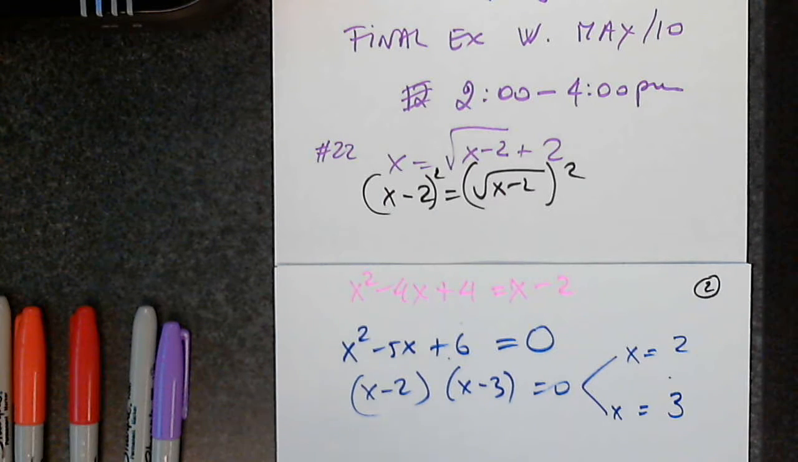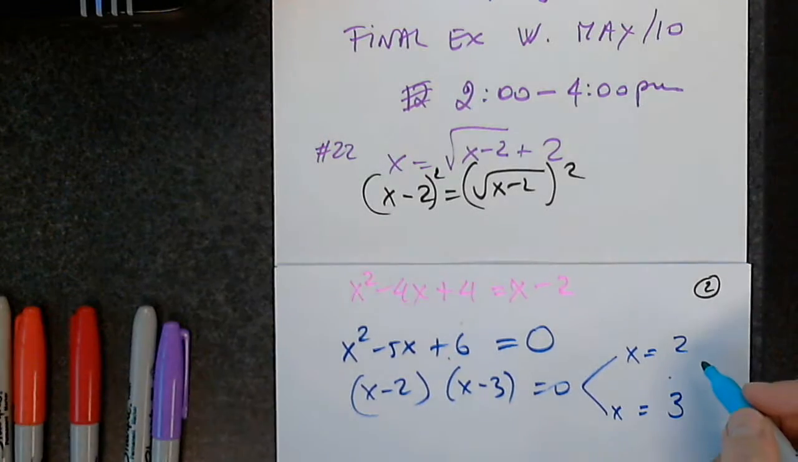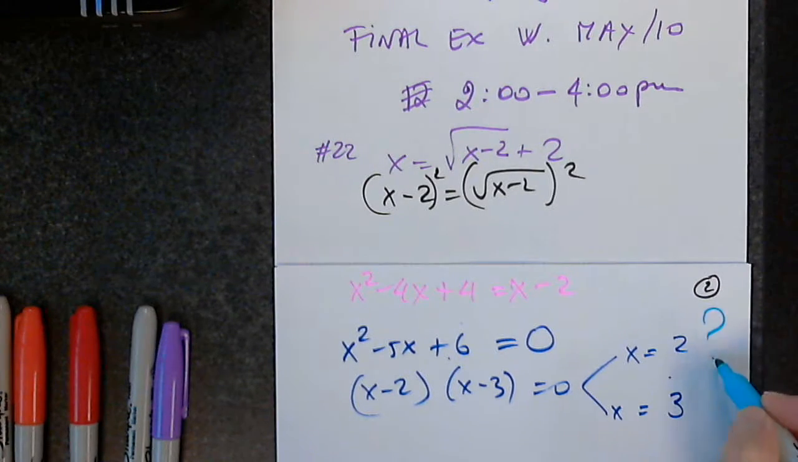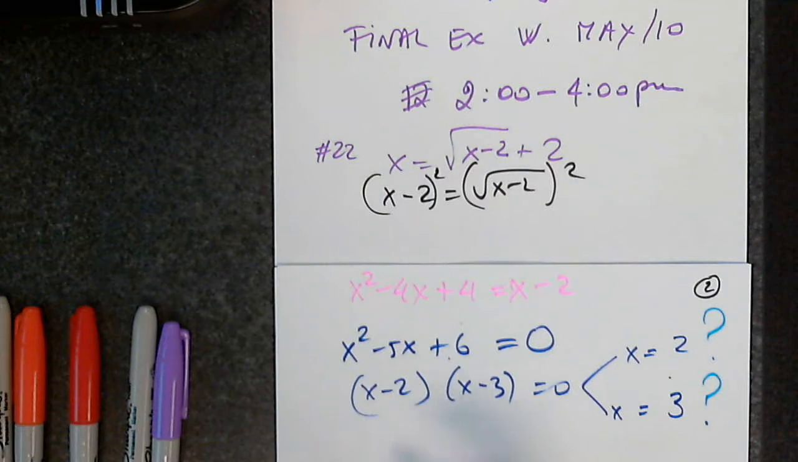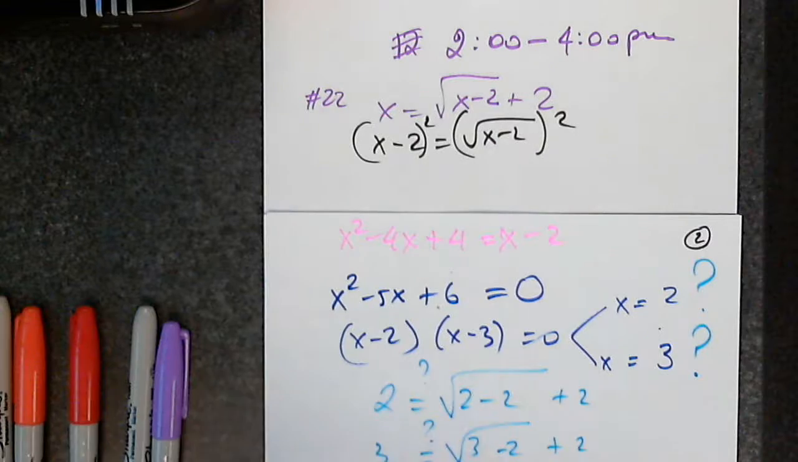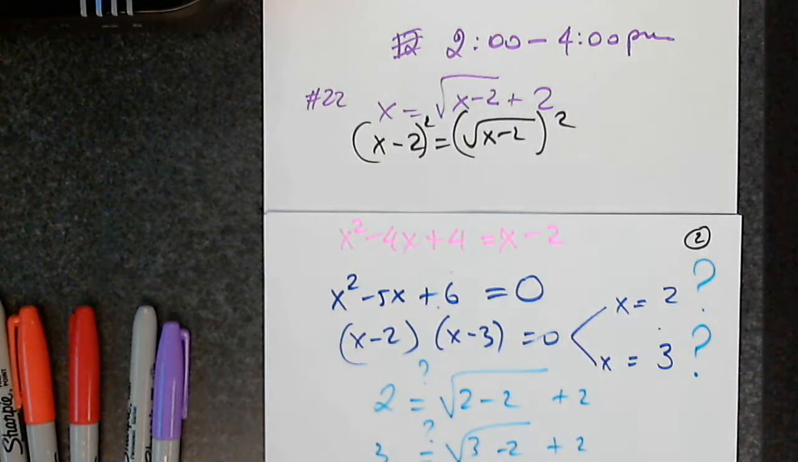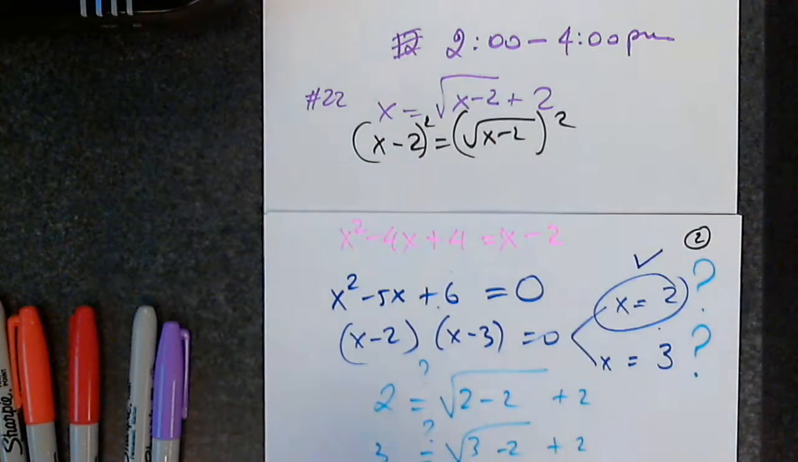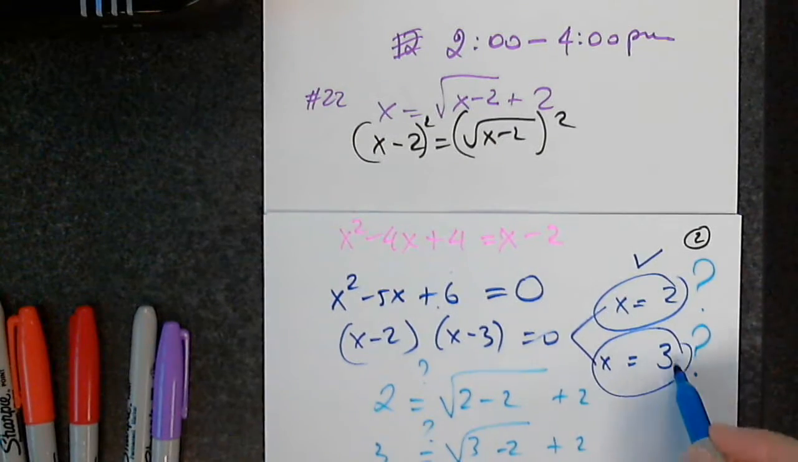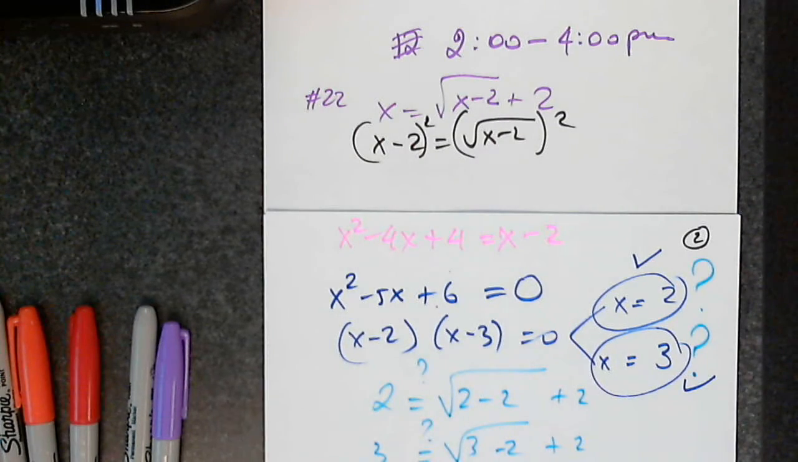Is it done? Oh, you have to solve. Very good. Thank you. Back in the original problem, for x equals 2, does it equal 2 minus 2 plus 2? For 3, does it equal 3 minus 2 plus 2? Is the first one correct? Good. So then x equals 2 is acceptable. Is the second one true? Yes. Good. So the second one is acceptable too. Very good. Perfect.